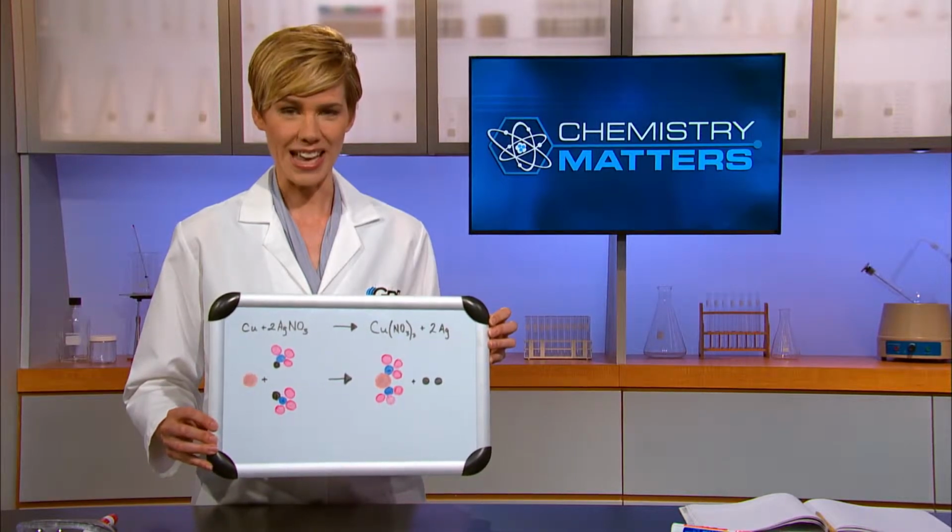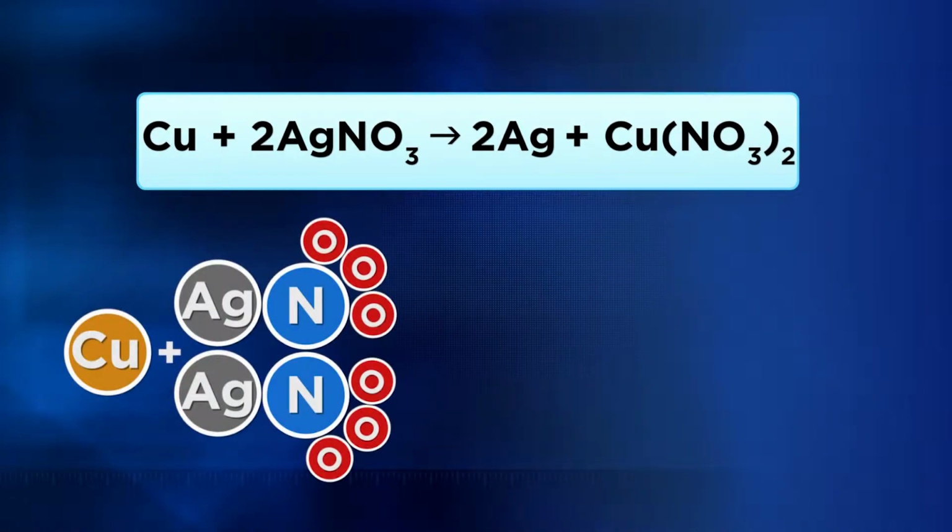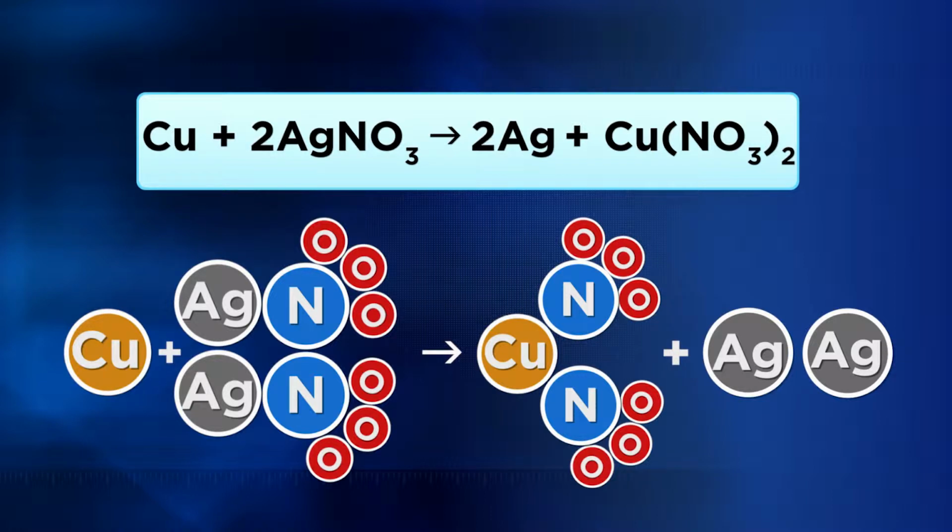To represent the reactants, this orange circle represents the copper atom. These are 2 silver nitrate molecules, each with 1 silver atom in gray, 1 nitrogen atom in blue, and 3 oxygen atoms in red. The product is the orange copper atom, now with 2 nitrates, 1 on each side. Each nitrate is made of 1 blue nitrogen circle and 3 red oxygen circles. The other product is 2 silver atoms by themselves.